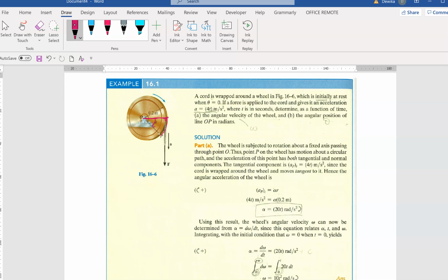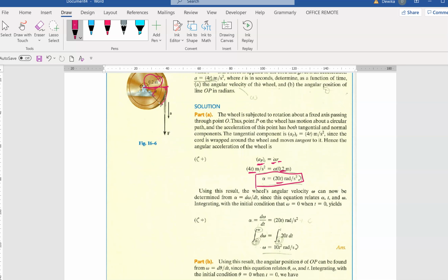For the first part, we calculate the omega itself. From the previous formula, we know that A tangential equals omega R. Not omega, alpha R. So 4t times 0.2, the radius R is 0.2, given in the question. You multiply, you get the first equation, which is alpha equals 20t.